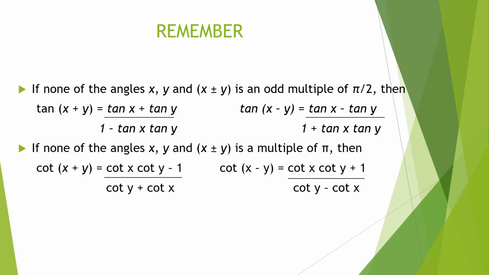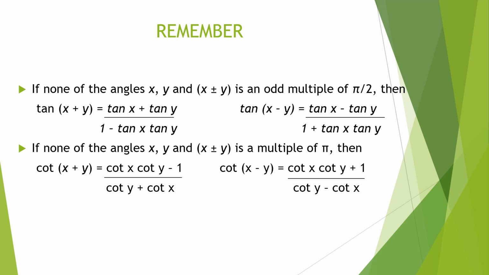Now next set of formulas. If none of the angles x, y and x plus or minus y is an odd multiple of pi by 2, then why should it not be a multiple of pi by 2? Because tan is sine upon cos, and at pi by 2 cos will be 0. So it is not defined.